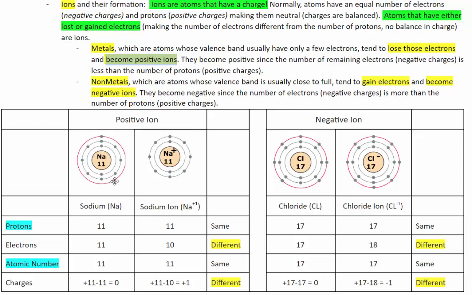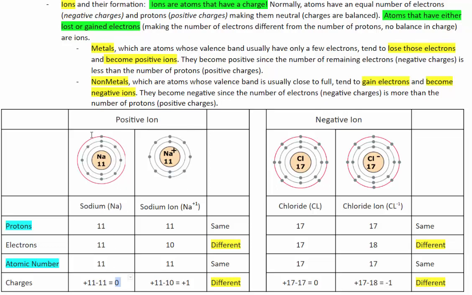Here are a couple of examples. Sodium, which is a metal, has an atomic number of 11, so that makes the number of protons in sodium 11. Normally, when it is neutral, the atom of sodium is going to have 11 electrons: 11 protons, 11 electrons, 11 positive charges, and 11 negative charges. They balance, so the atom is neutral.